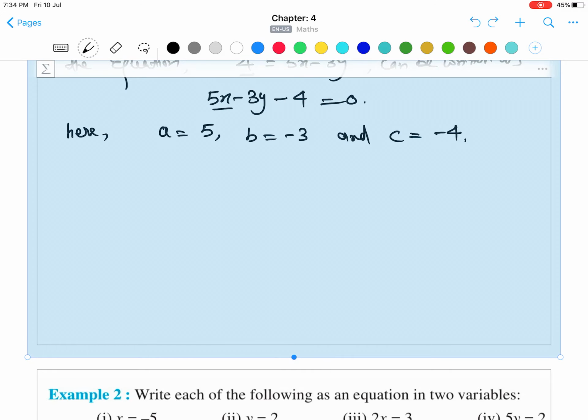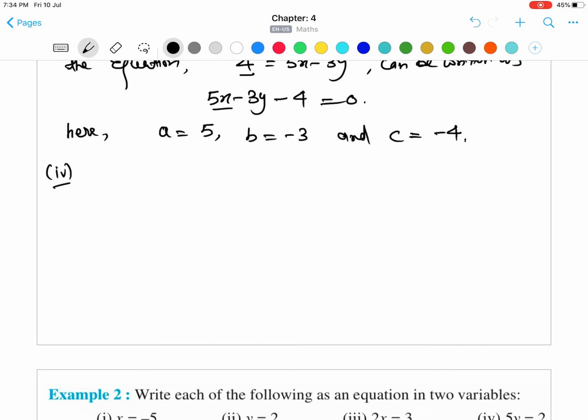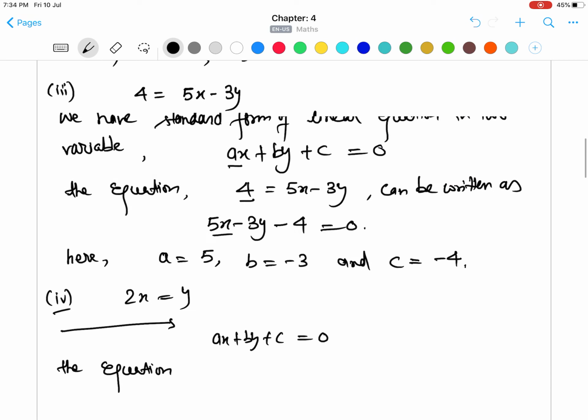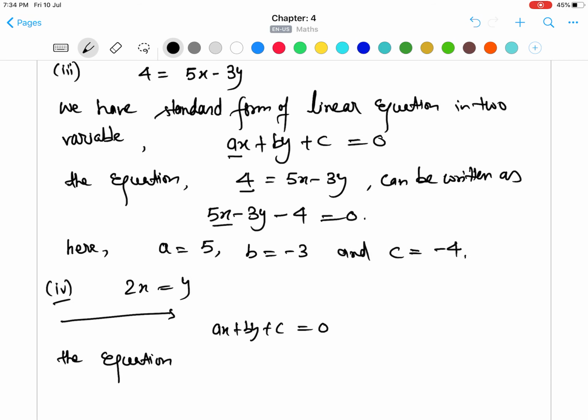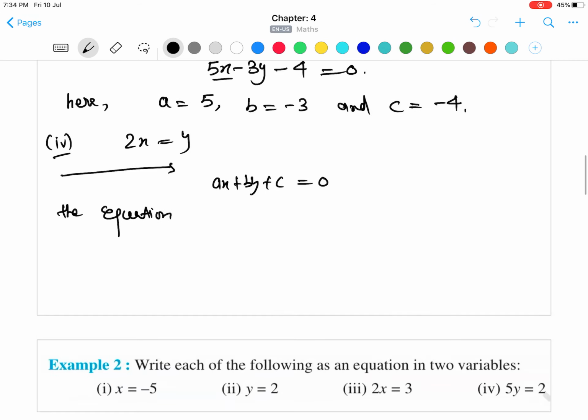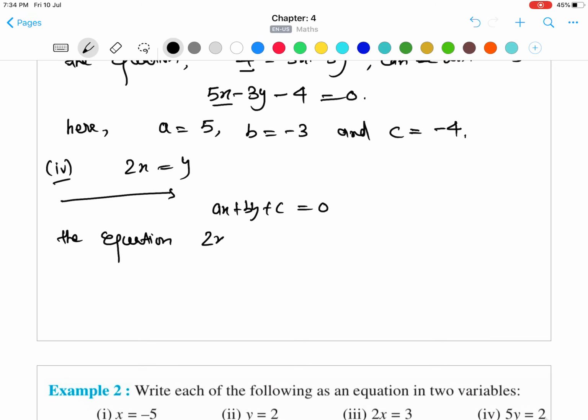Okay, part 1 in fourth is, we have the equation 2x equals y. So we'll write the same statement here. We have the standard form of linear equation in two variable, which is ax plus by plus c equals 0. Then we will write this equation.